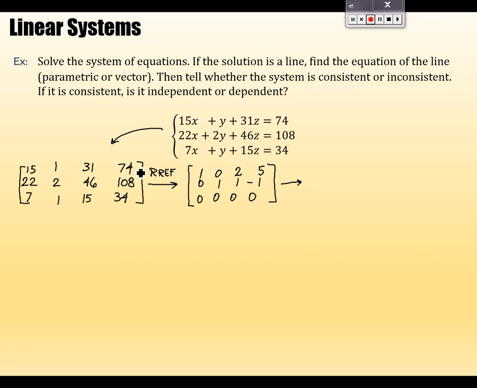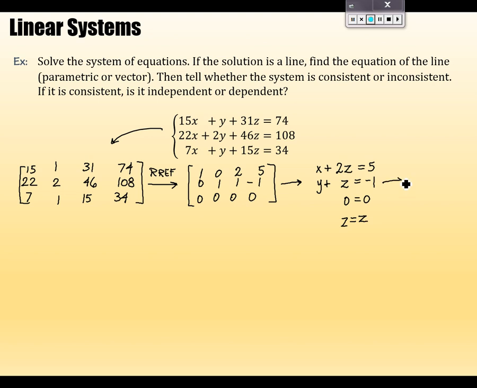Okay, so what happens here? Let's translate this back into equations. What does this actually say? It says x plus 2z equals 5, y plus 1z equals negative 1, and 0 equals 0. Okay, right? Very useful information. But here's something that is true though. Do you agree? z equals z, doesn't it? I mean, that is true. You add z to both sides if you want.